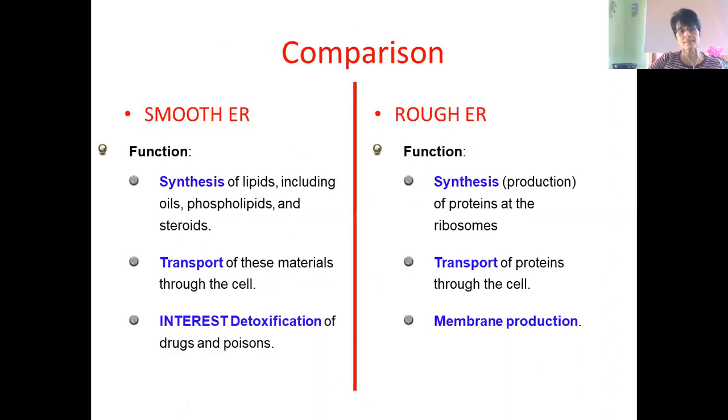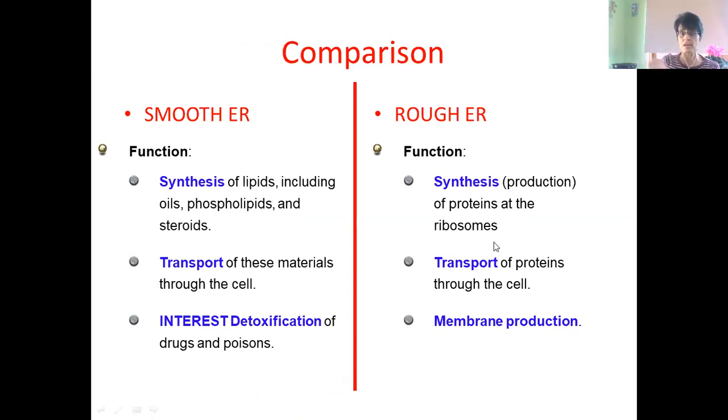So, the comparison between the two types of ER. Rough ER helps our cells to make proteins, and those proteins are assembled from amino acids at the ribosomes. The amino acids are brought together in a specific order to make the protein, like hemoglobin, antibodies, etc. But that process, protein synthesis, we actually learn about in grade 12.